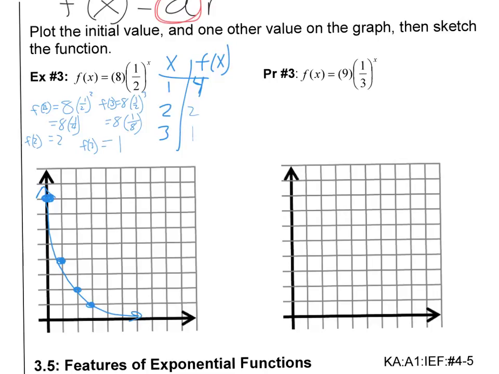So I want you guys to try this one. You have the initial value, you have the common ratio, you can see how it's decreasing, you can get an idea of what the function looks like, but go ahead and try making a t-chart and working it out, and then unpause the video and you can check your work.